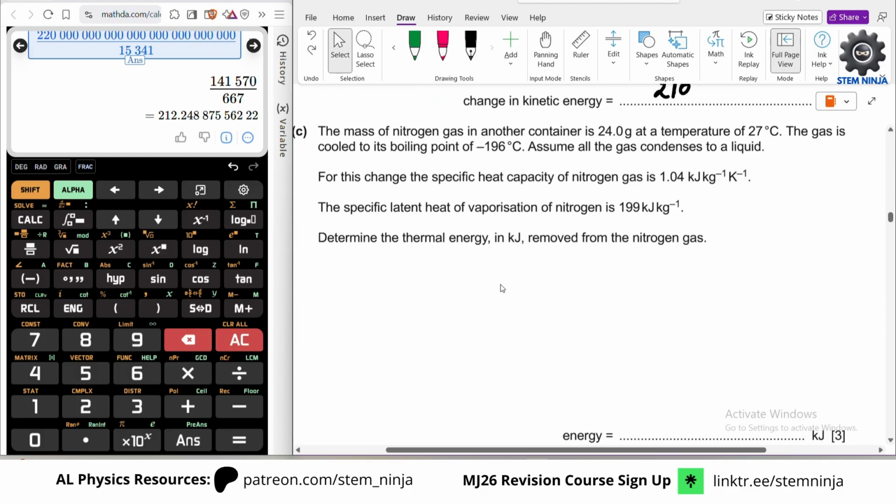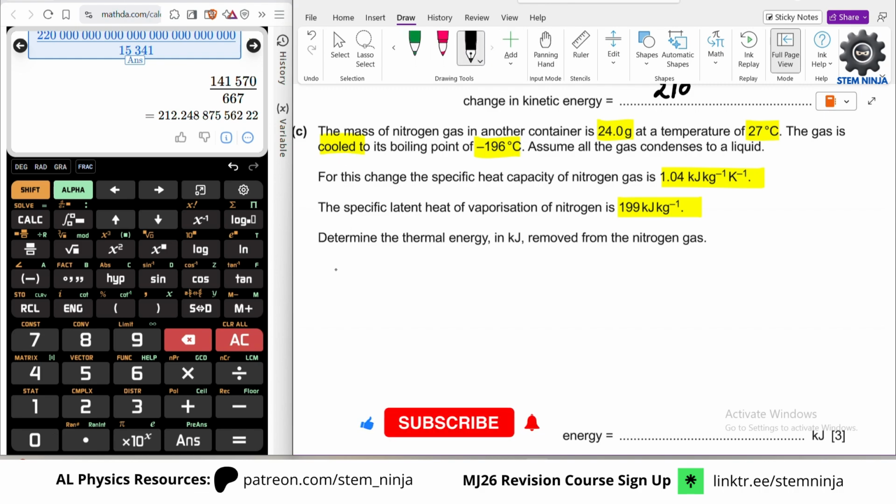Okay, the mass of the nitrogen gas in another container is 24 grams at a temperature of 27 degrees Celsius. The gas is cooled to a boiling point of negative 196 Celsius. Assume that all gas condenses to a liquid. For this change, the specific heat capacity of the nitrogen gas is this, and the specific latent heat of vaporization of nitrogen is this. Determine the thermal energy removed from this nitrogen gas.